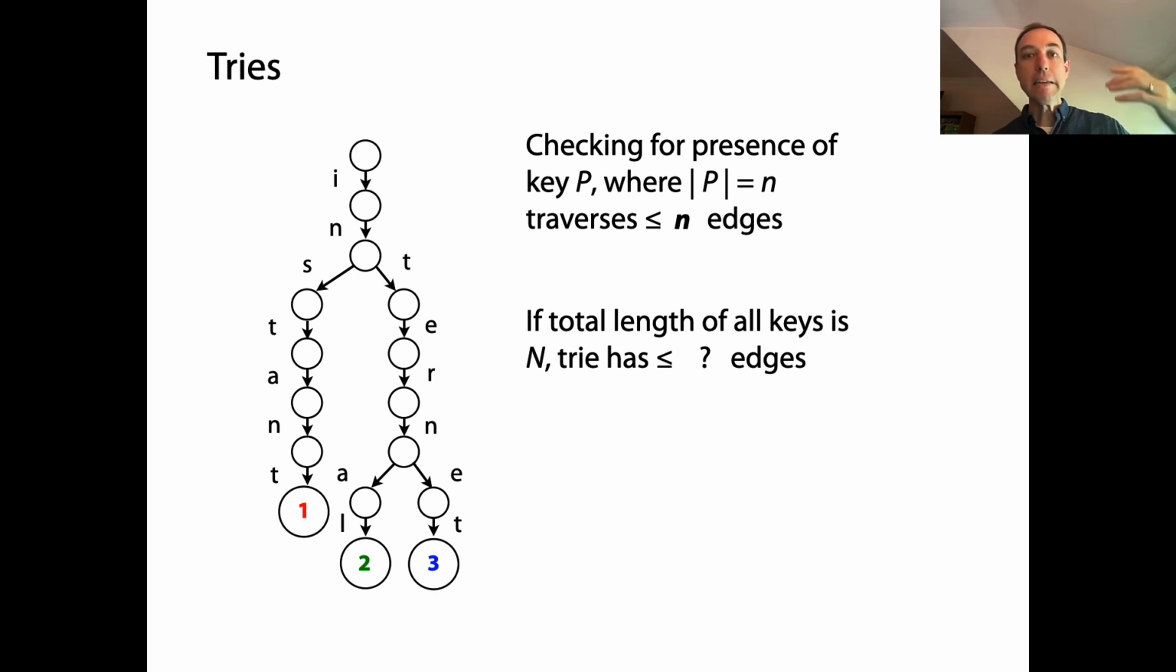The worst case is each character of each key requires that I add exactly one edge. So there can't be more edges in the trie than there are characters in all the input sequences. So the answer to this question is that the upper bound is capital N. If the total length of all the keys is capital N, then the total number of edges in the trie that I build from those keys can't exceed N. It could be smaller than N because there can be prefix sharing, like there is in this example on the screen. But it can't be any larger than capital N.